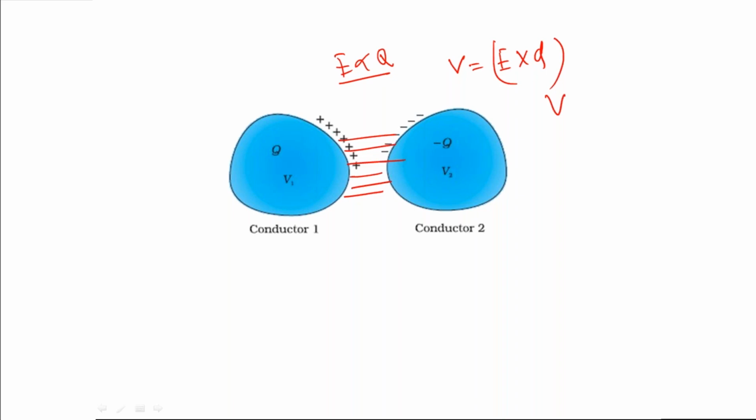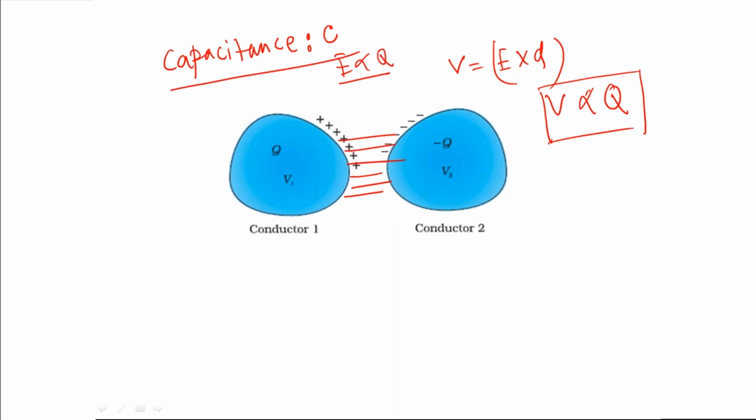That means in turn, the potential difference between the charged conductors also depends on Q. If we increase the charge, potential also will be increasing. So capacitance is in general denoted by the letter C, small c or capital C. As you go on, you will see that it is denoted by C.